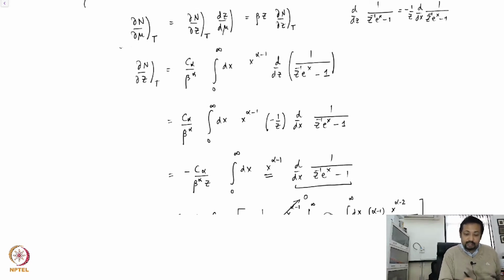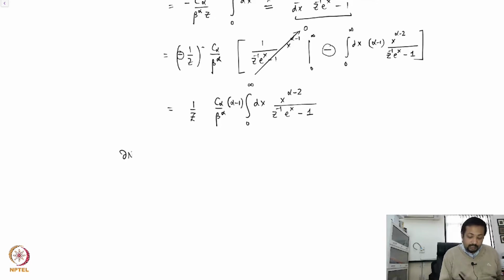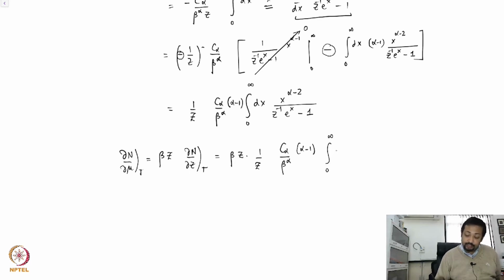Let's go back and see. I originally want ∂n/∂μ at T held constant, and that is just βz times ∂n/∂z at T held constant, which is going to be βz times 1 over z, C_α β^α, (α-1), and then I have the integral from 0 to infinity dx x^(α-2) divided by (z⁻¹ e^x - 1), not the β.